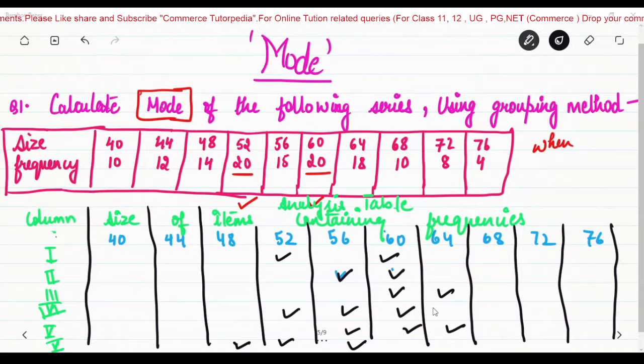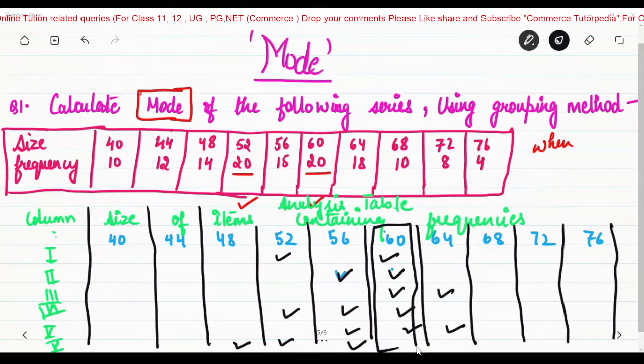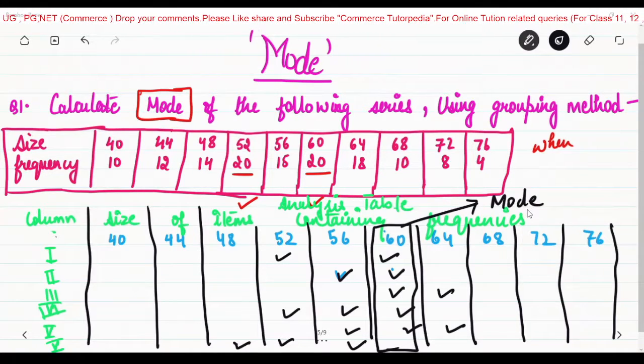So after marking all this, you can see which size contains the highest frequency, that is 60. You can see here 60 is the size in which the highest frequencies are lying. So we will consider 60 as the mode. Okay, I hope this is clear. The mode is 60 as it repeats itself the maximum number of times. I hope guys this question is clear to you.